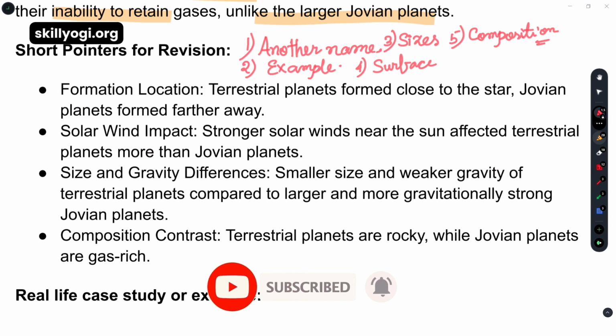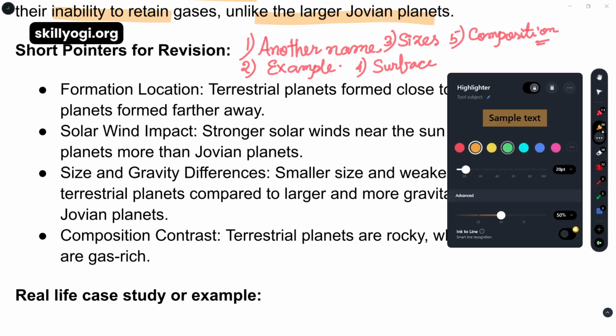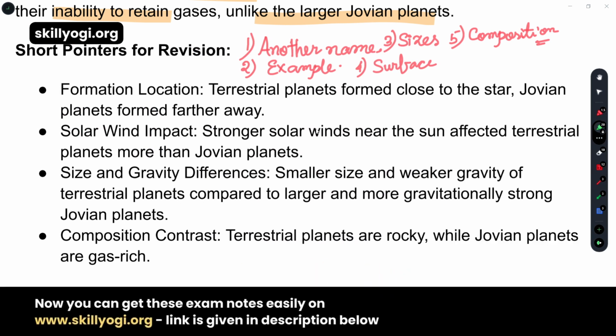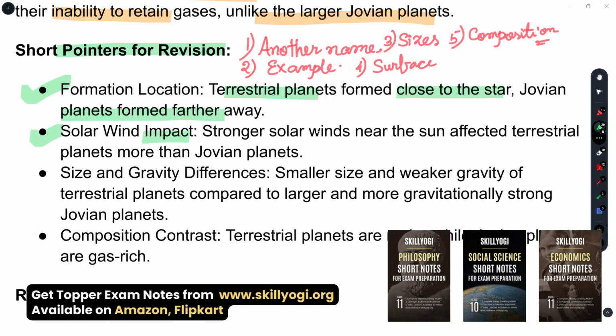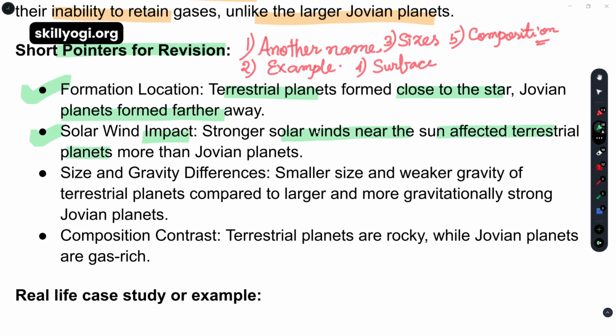Come to the next part. The short pointers: what we have learned, in summary, we are going to know now. Formation and location: terrestrial planets formed close to the star and Jovian planets formed farthest from the sun. Solar wind impact: stronger solar winds near the sun affected the terrestrial planets more than the Jovian planets, which we have learned in the differences. Their size and gravity differences are also there.